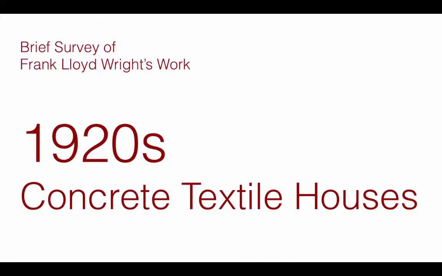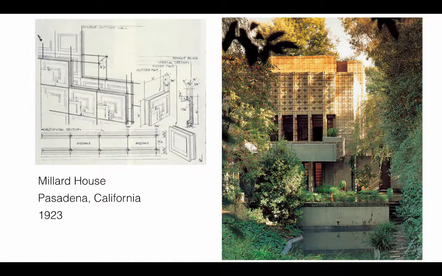In the 1920s, Wright does a series of what he calls concrete textile houses. First one is the Millard house in Pasadena, California. And so he has a double wall, which you want with masonry, so that you can handle condensation and get insulation from the space in between. And it's made up of a series of concrete blocks, or actually better described as tiles, about 4 inches thick, and with these little rounded corners that allows him to put 1/4-inch reinforcing bars between them, fill in with grout, so that it allows a unique contemporary concrete form of construction.